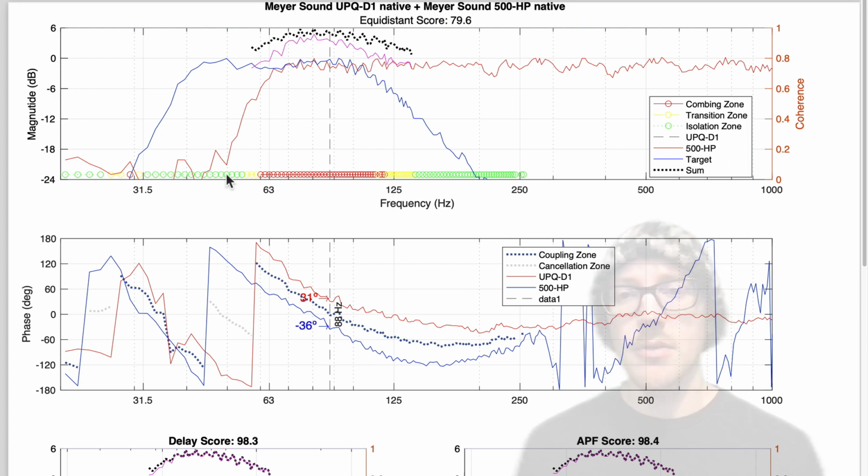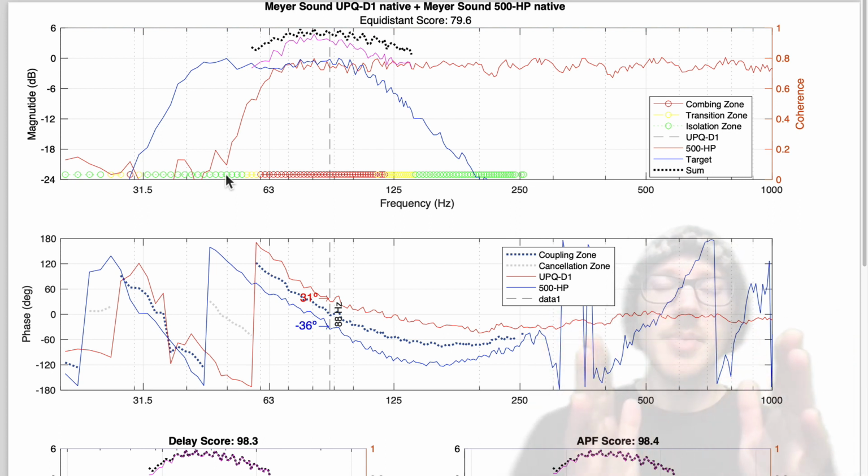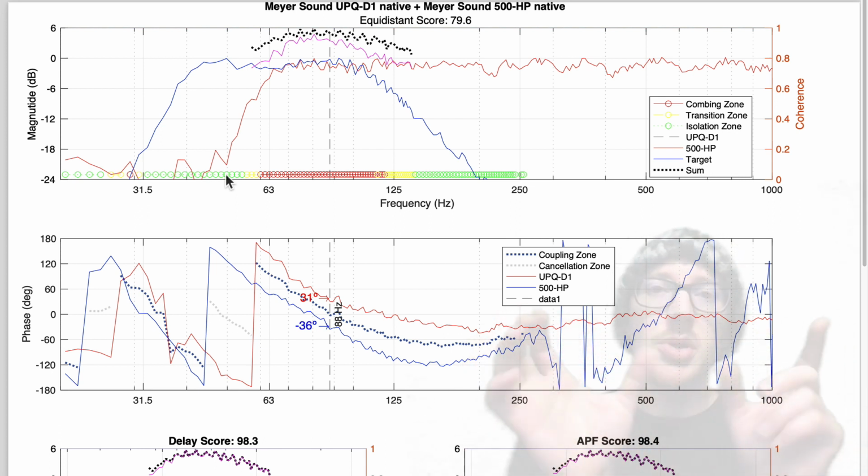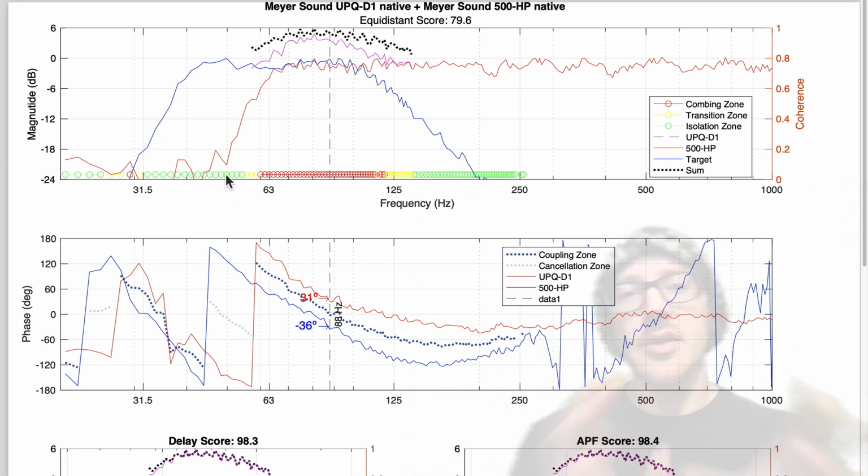I got this idea from Sat Live. Sat Live has been doing this for a long time. It allows you to identify magnitude relationships and then basically put overlays on the graphs. Sorry, I don't have that open right now. I should have shown you that. But this is kind of similar. I want to see these exact kind of summation zones related to level offset and phase offset.